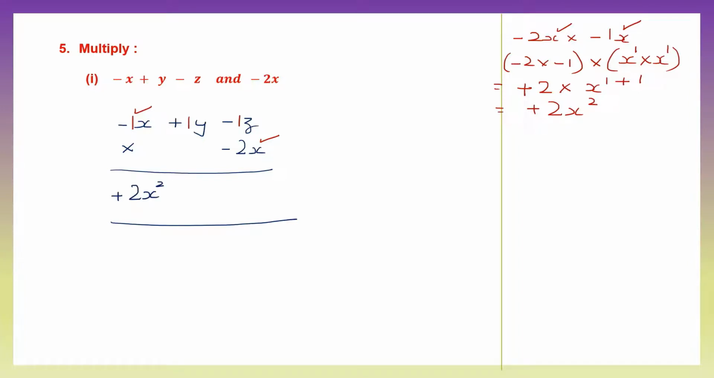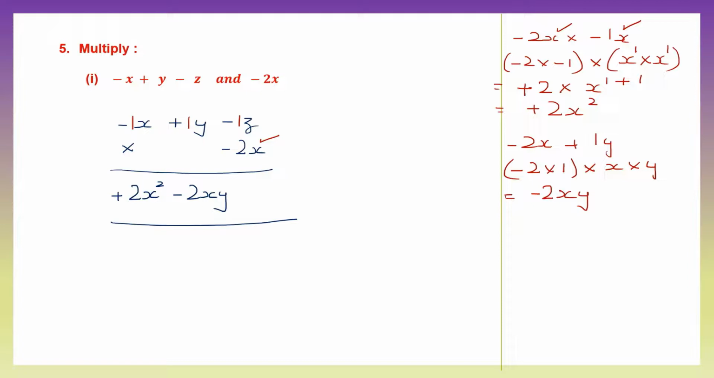Okay, now let's take minus 2x and plus 1y. So minus 2x plus 1y. Now let's take the numbers minus 2 into 1. Okay. And then let's take the literals. We have 1x and we have 1y. So when we multiply this, we write minus into plus is minus. 2 1s are 2xy. So that becomes minus 2xy. So we finished multiplying with this.